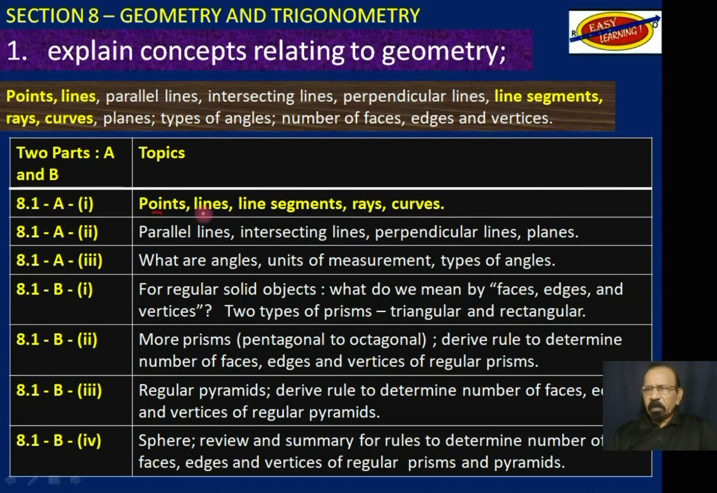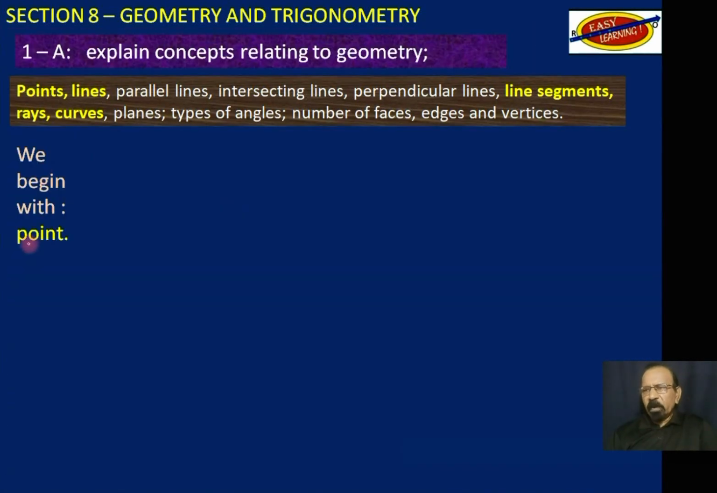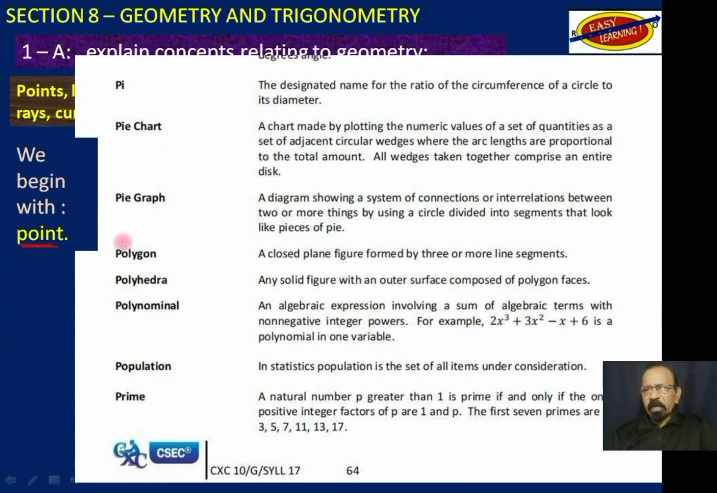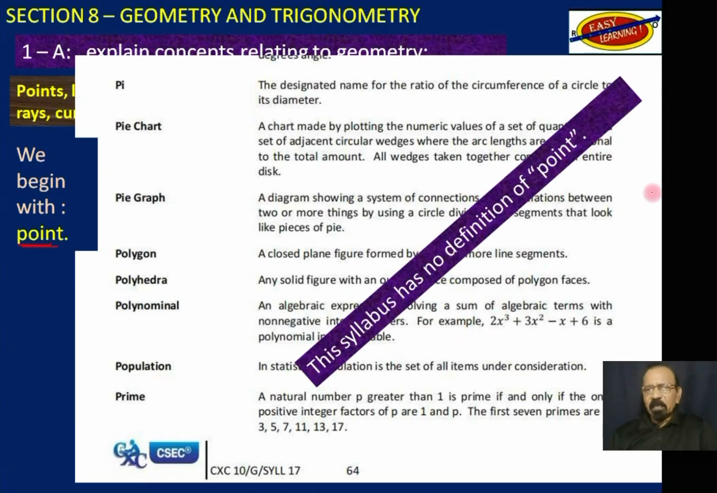We begin with points, lines, line segments, rays, and curves as the first part of section A. We begin with point, and this is a surprise. We check the glossary of your syllabus, and amazingly, the syllabus has no definition for point. P-I-E, pie graph, pie chart above that, polygon, polyhedral, polynomial, and so on. There is no definition here for point. So we will have to find that somewhere else.